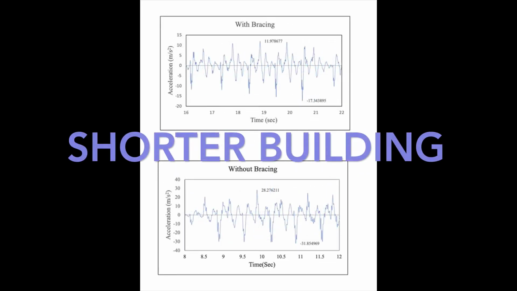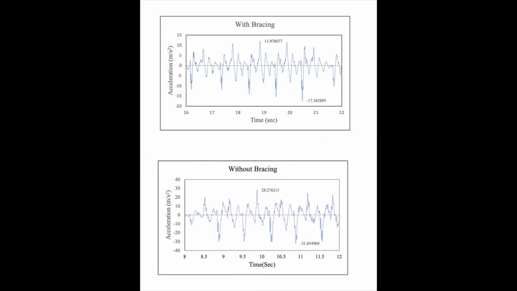Similarly, in the shorter building, we can notice that the acceleration of the building is higher in the one without the bracing, and it is much lesser when bracing is added. So from this we can conclude that the acceleration of the building drastically reduces when a bracing element is added to the structure, thus reducing the lateral displacement.